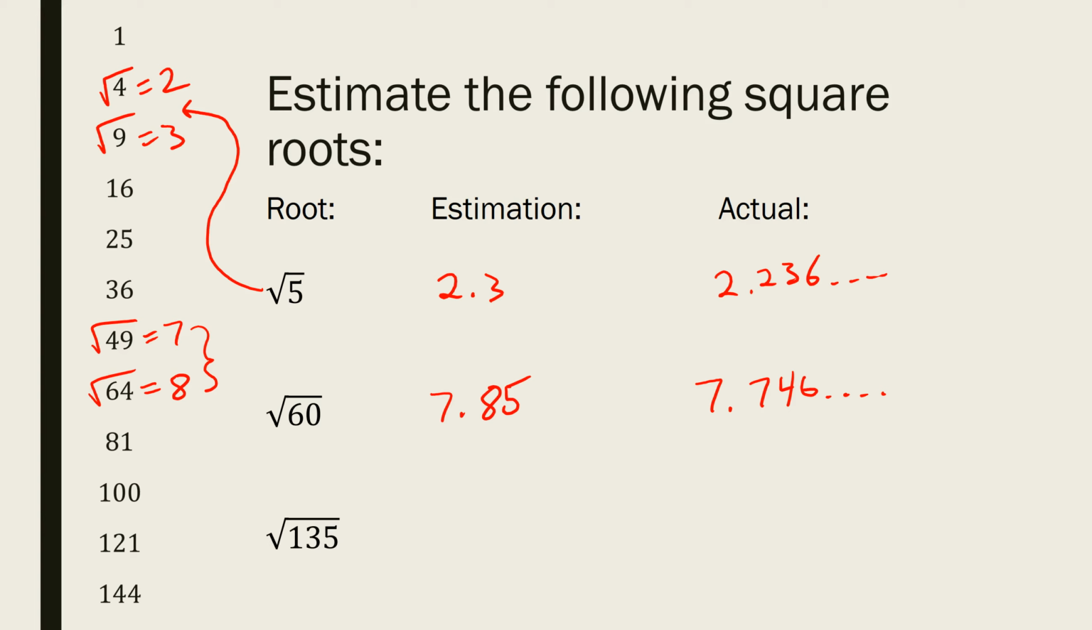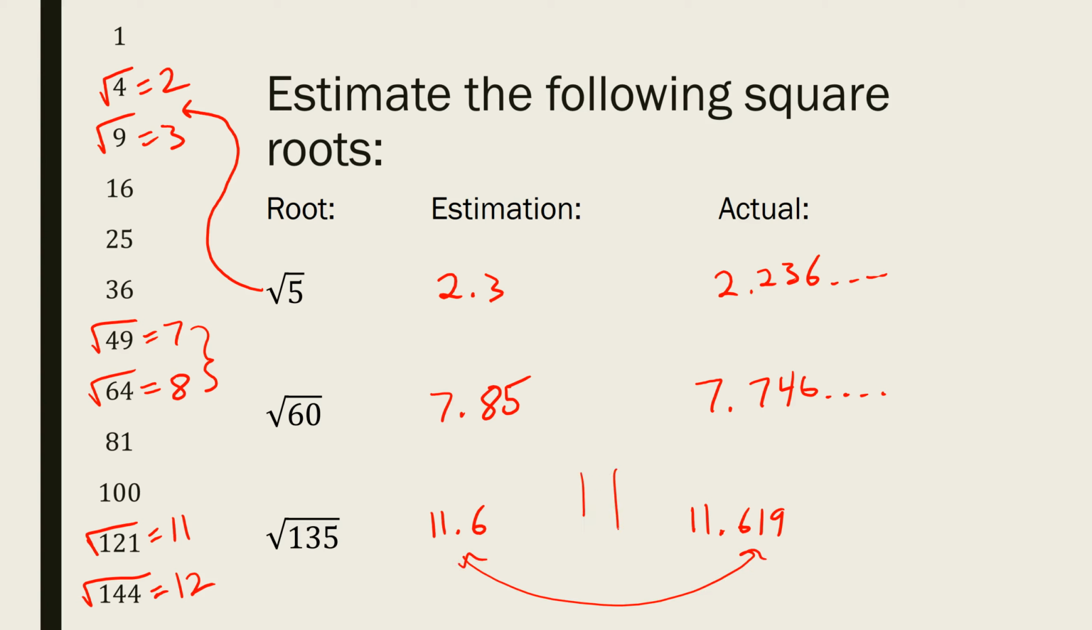Okay, this has to be somewhere in between the square root of 121 and the square root of 144. I know the square root of 121 is 11 and the square root of 144 is 12. I'm going to say that this is, let's see, 11 point, let's go with 6. Let's see how I do. And when I put it into my calculator, the square root is a whole 11.619. This makes me happy. So I'll just draw a nice little smiley face there.